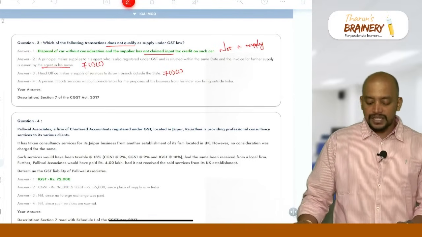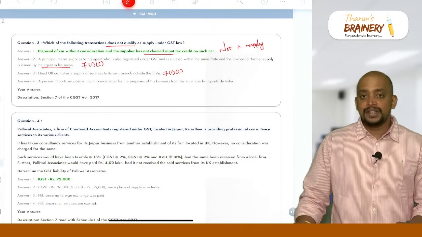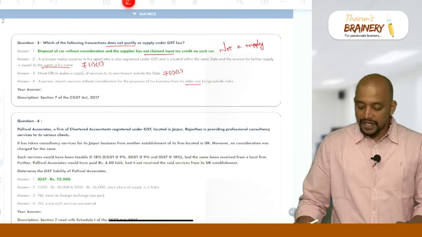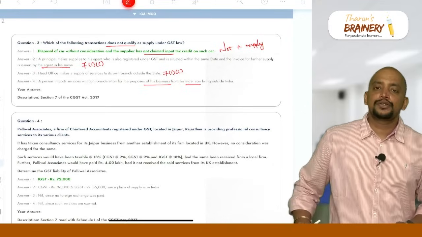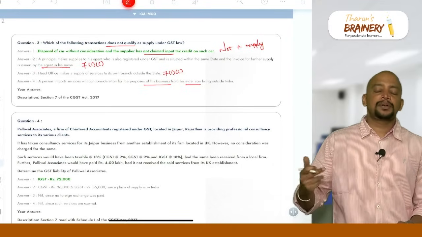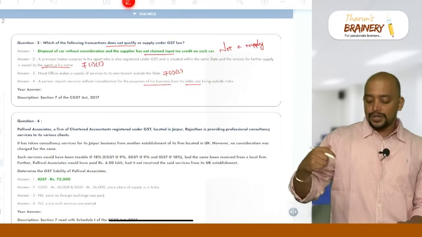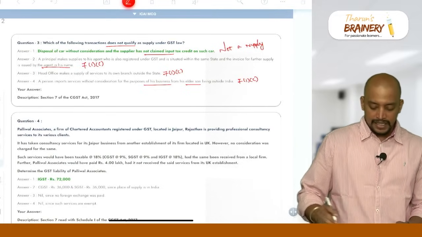A person imports service without consideration for the purpose of his business from his elder son. The son, whether or not dependent, is treated as living outside India, and the service is for the purpose of business. So import of services from a related person or other establishment located outside India without consideration, in the course or furtherance of business, will become supply under section 71C.